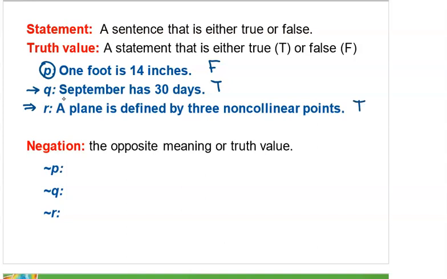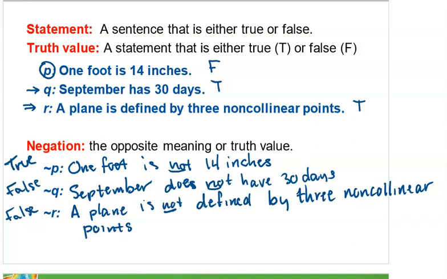Then we have the negation symbol. This is the opposite meaning or the truth value. So the opposite of that P statement, 1 foot is 14 inches, is 1 foot is not 14 inches. So if there isn't a not in there, you put one in. And if there is a not, you take it out. So try to do the negation statements for the Q statement and the R statement on your own. Pause the video. All right, how'd you do? So you just rewrote the sentences and put not in there. And also notice I put the true and false of each of these statements. So these are called not statements or negations. These again are just the statements.